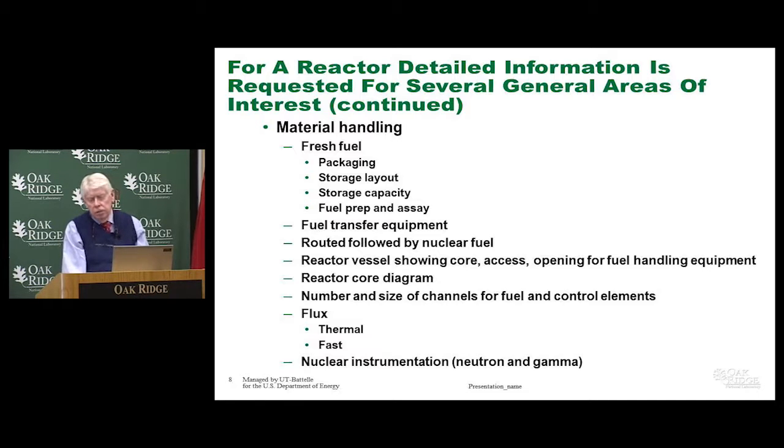What kind of nuclear instrumentation is present in the facility? How many neutron monitors are there? Where are they located? What is their range in terms of flux level that they can be used for? And what kind of gamma facility monitoring do you have? And what kind of air monitoring equipment do you have as well in case there's leakage or movement of material in the inner environment?